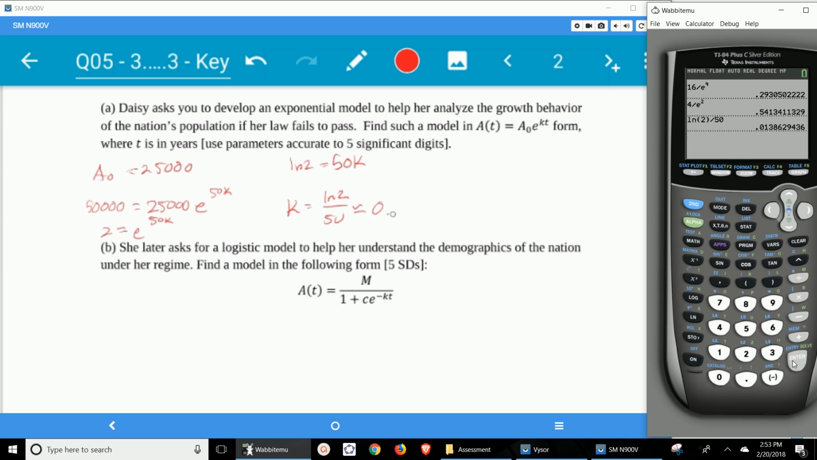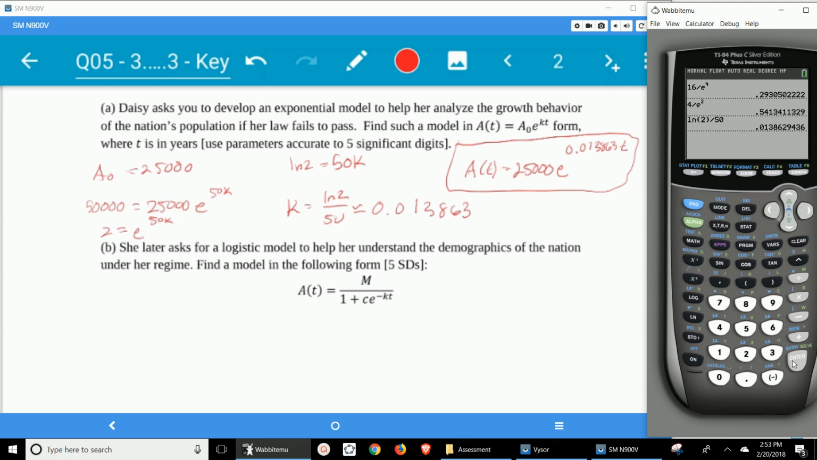So that's approximately 0.013863. So the model then is A of t equals 25,000 e to the 0.013863t. That's the model that we would use for the exponential.